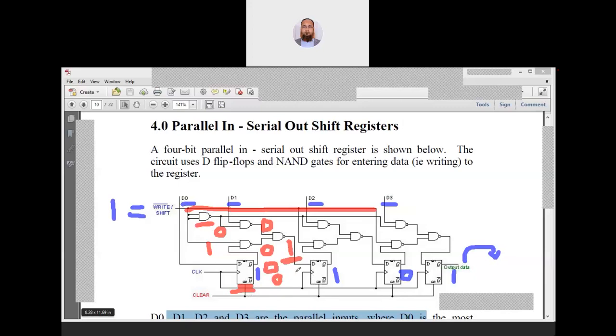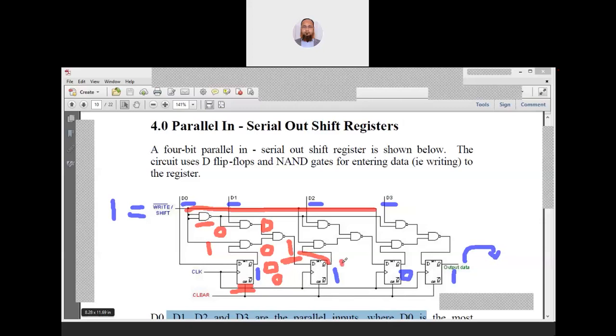So it means that we can think that this data has shifted to this point, this data has shifted to this point, and this one has shifted to this point. Here now we have 1. So this 1 is available here. As soon as the clock comes, this 1 will be appearing here.